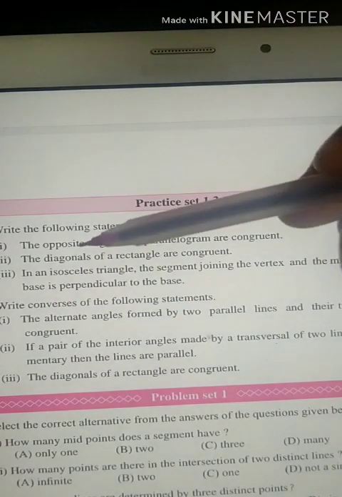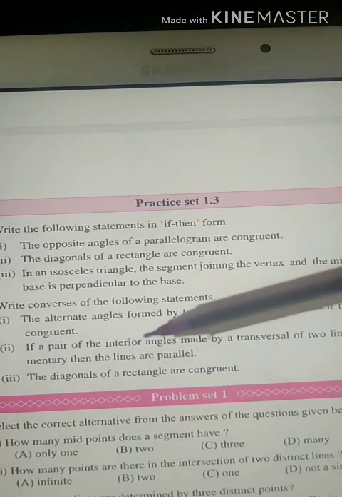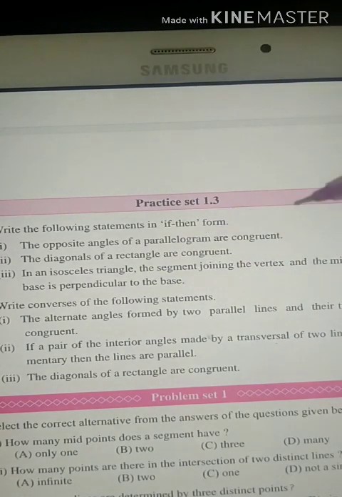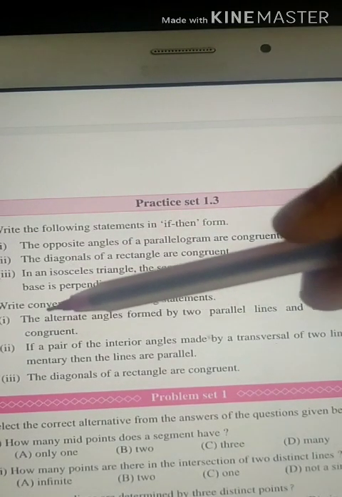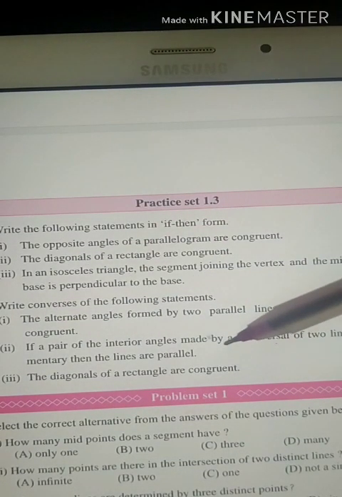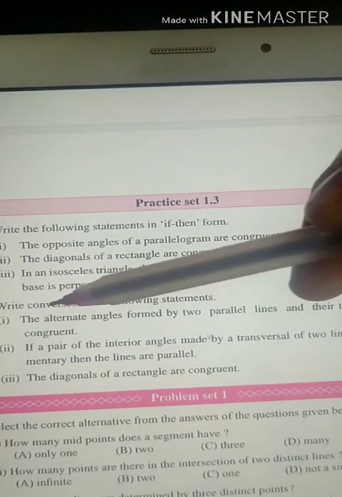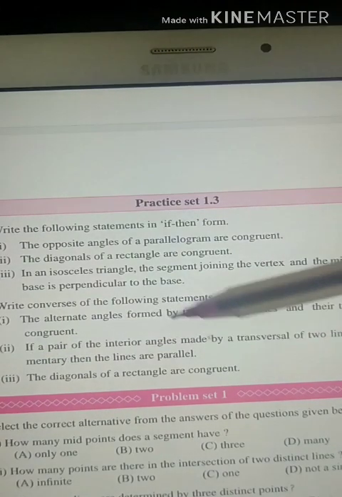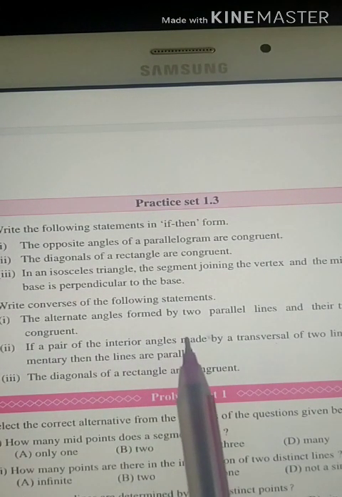Now we will move on to the converse of the following statement. Converse means whatever part came after then will come after if. The part which came after if will come after then. In the beginning I told you the part of the statement that comes after if. Let me take the second statement. The part which is coming after if is called the antecedent.